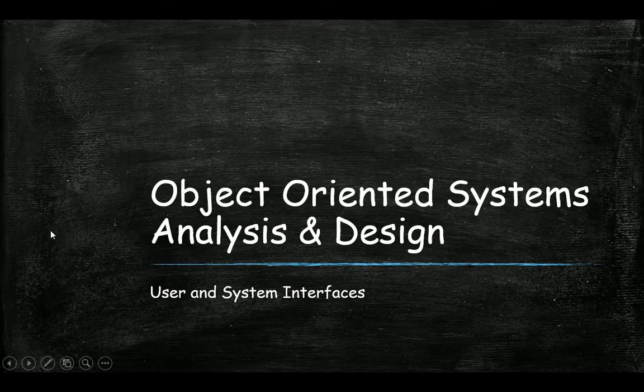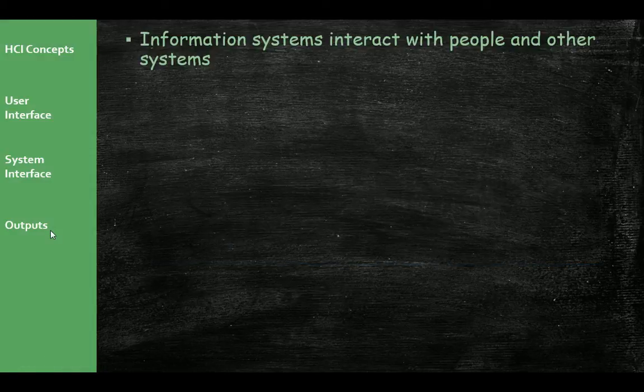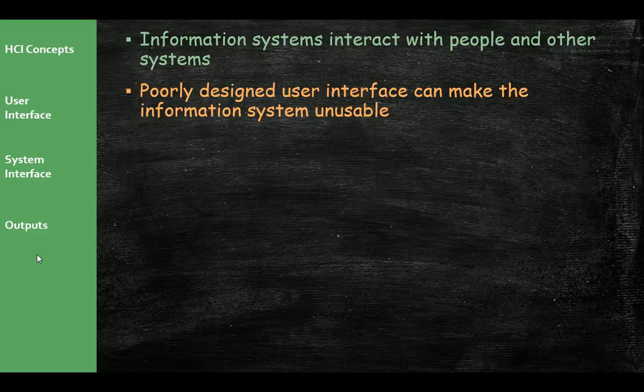In this unit, we're going to talk about user and system interfaces. Information systems have to interact with both people and other systems, people being the users and other systems being our system's interfaces. A poorly designed user interface can make the information system almost unusable.